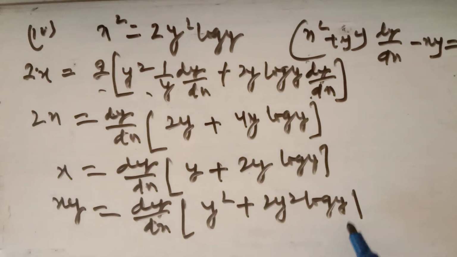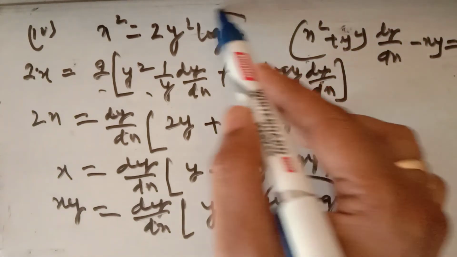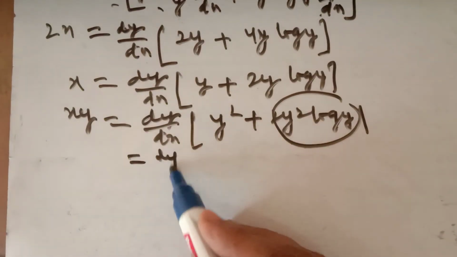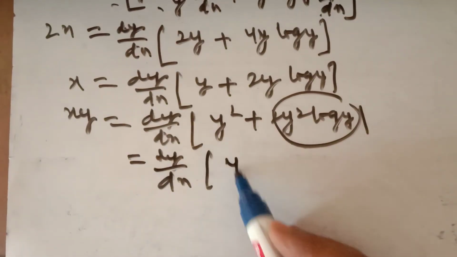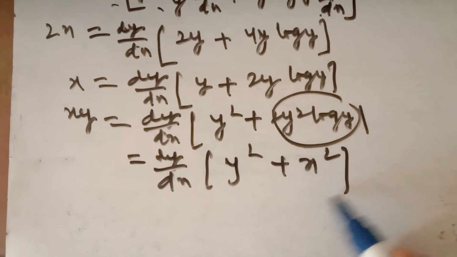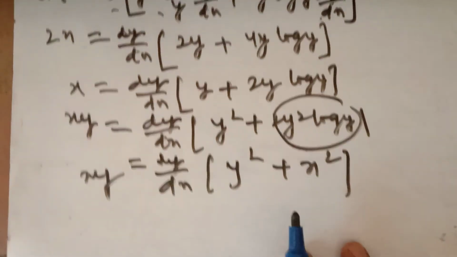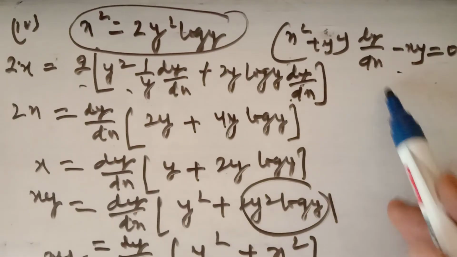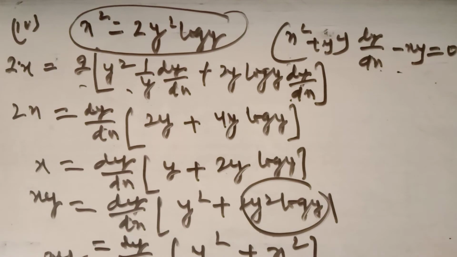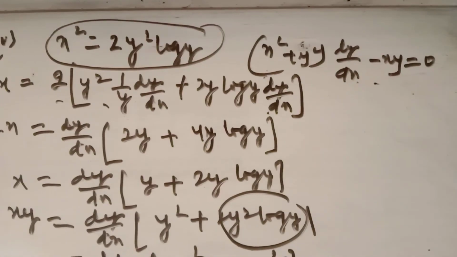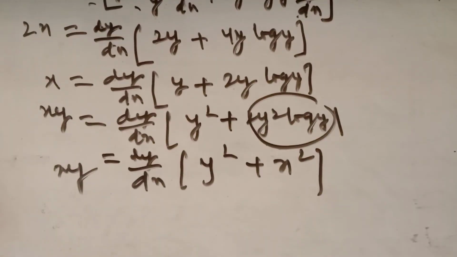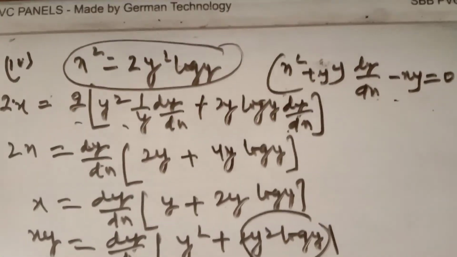And if you see it carefully, this is equal to how much? This is equal to x square. So you can easily put dy by dx times y square plus x square, equal to x into y. Now this is the same as what we have to prove. So this is the last part of this question number 2. See it carefully: 2y square log y is equal to x square. It is given in the question.